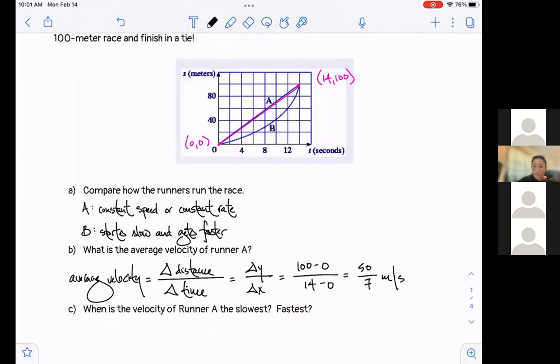Isn't it constant, so it never changes? So it's always the same. It is, yeah, it's kind of a trick question here. Earlier, folks, I think we pretty much agreed that this is the constant speed or constant rate the whole time.